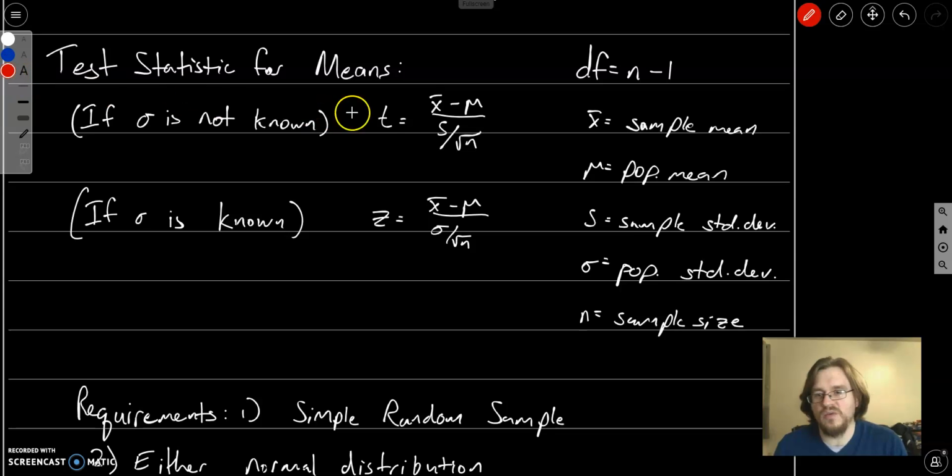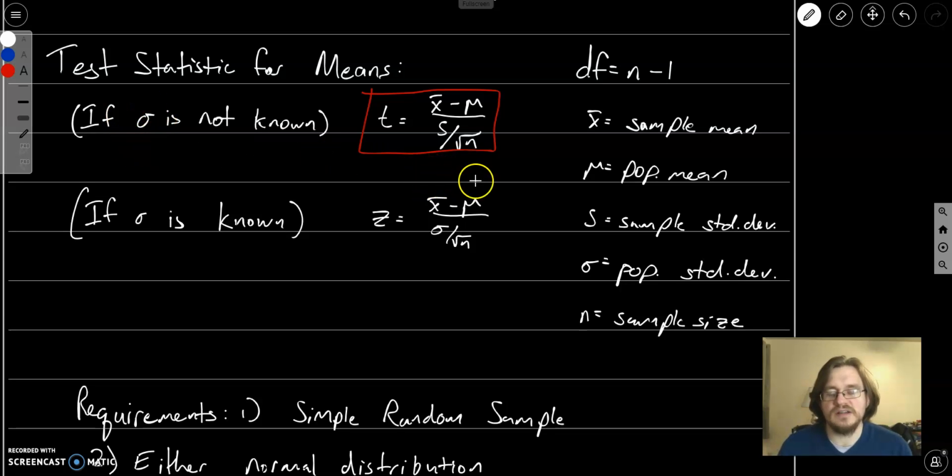The common one is going to be t, and we use t if the population standard deviation is not known. And if we are testing statistics about the population mean, it's because we don't understand what the mean is. And if we don't know what the mean is, we probably don't know what the standard deviation is. So this is going to be the one that we will use most often, t.